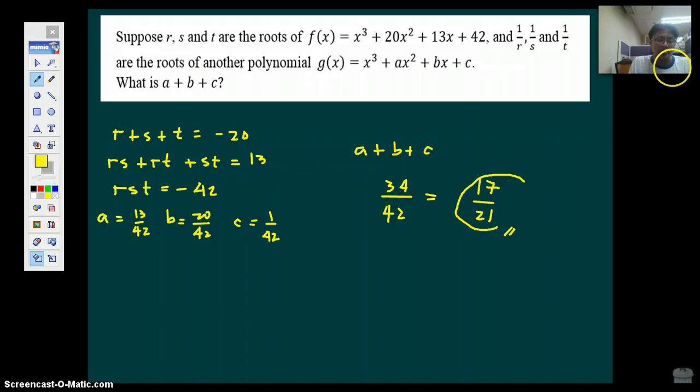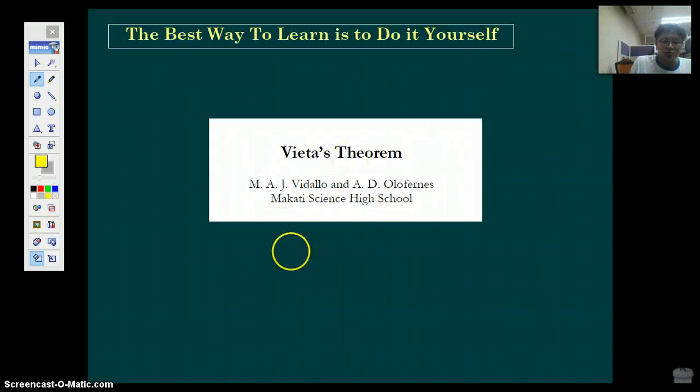Now, of course, you need to practice to understand Vieta's theorem more. There are many problems in the handout, handout 1.11. There are problems that we haven't answered yet. You can make use of them for practice. So the best way to learn is to do it yourself.